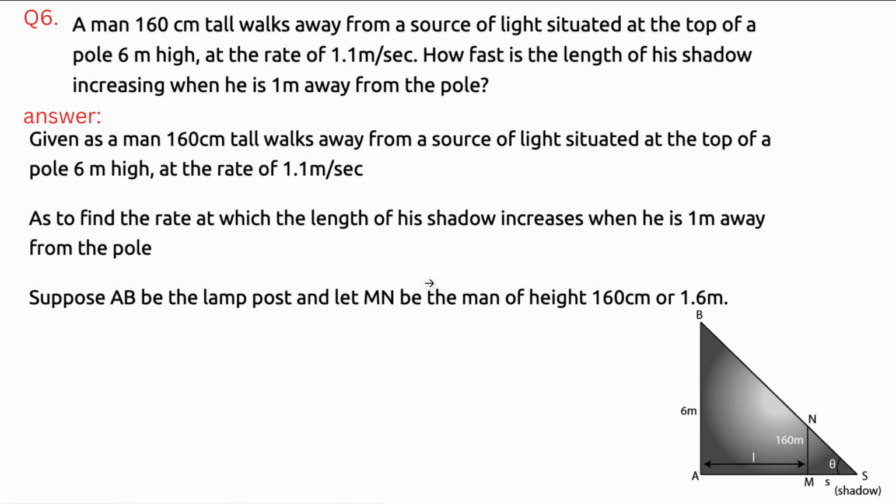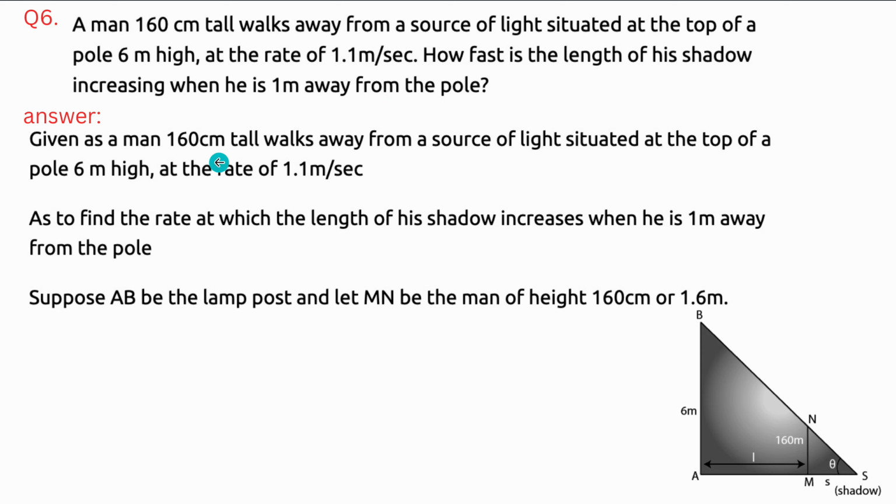A man 160 cm tall walks away from a source of light situated at the top of a pole 6 m high at the rate of 1.1 m per second. How fast is the length of his shadow increasing when he is 1 m away from the pole?